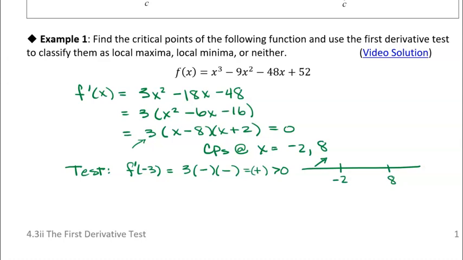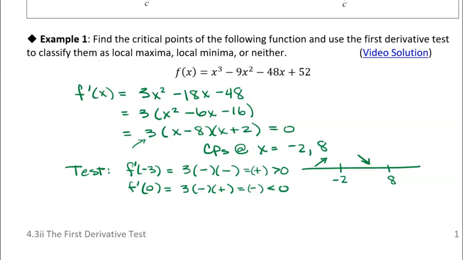So now I need to pick something between -2 and 0. So maybe 0. That's an easy one. That one I could easily just go back to the original form of the derivative, or I could use the factored form. It doesn't matter on this one so much because I'm going to get a -48 no matter what. But let's go ahead and use the factored form, right? So I'm going to have a negative times a positive, which is negative, and that's less than 0. So the function is decreasing.